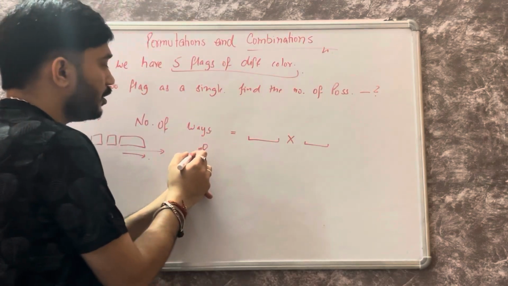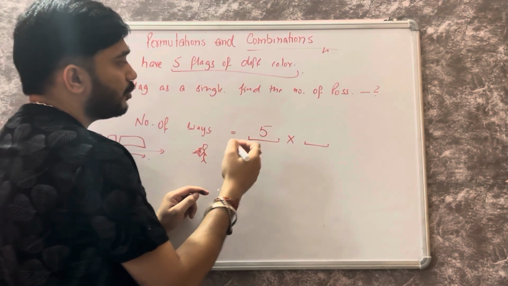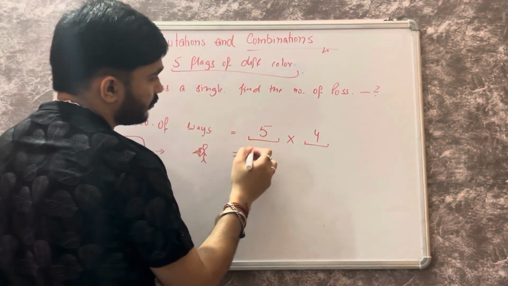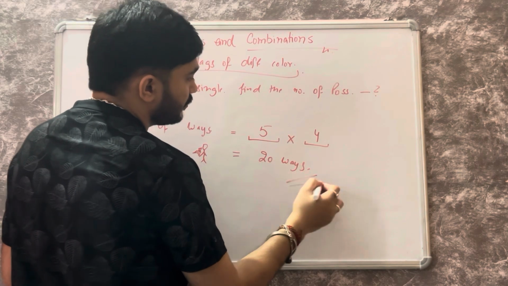That is, if you are going to select the first flag, you have 5 possibilities, and if you are going to select the second flag, you have 4 possibilities, and after multiplying this you will have 20 number of ways to select the flags. Any doubt?